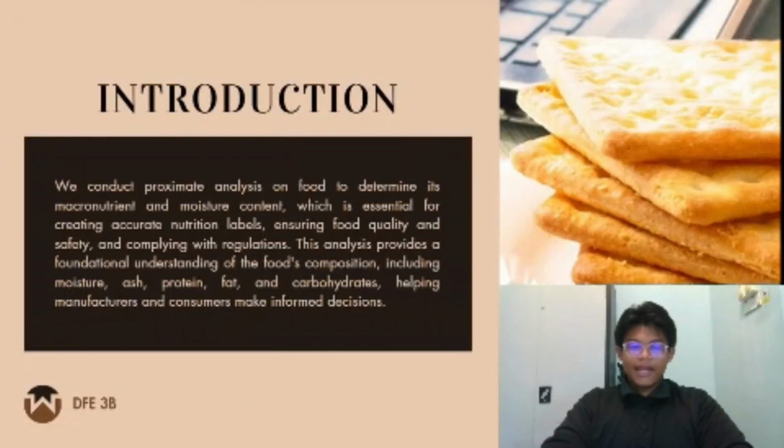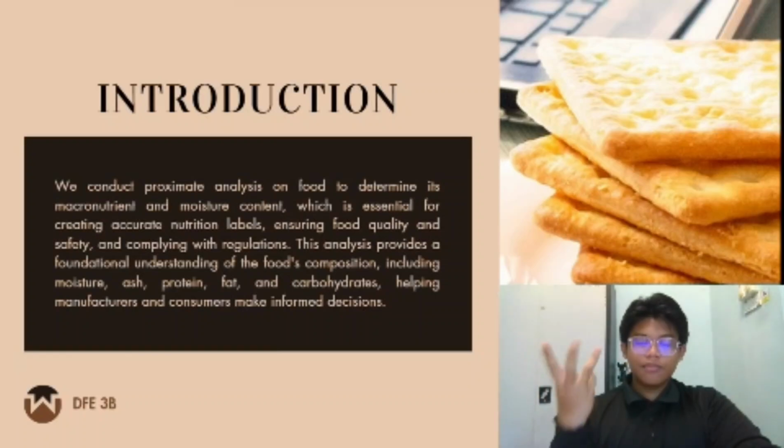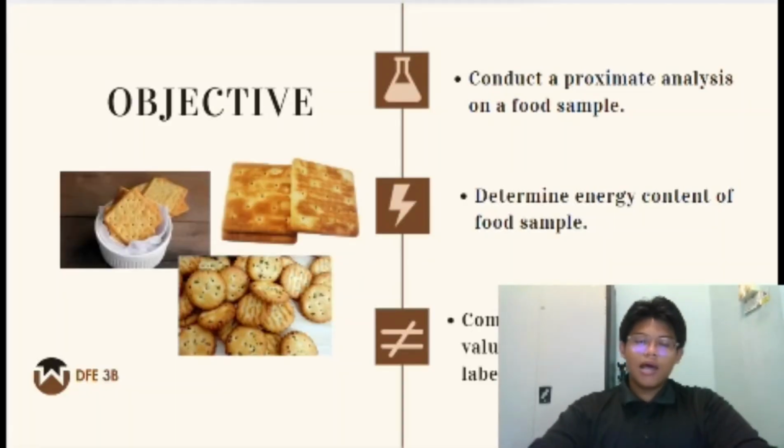So, proximate analysis. We conduct a proximate analysis on food to determine its macronutrient and also the moisture content, which is essential for creating accurate nutrition labels, ensuring food quality and safety, and complying with regulation. This analysis provides a foundational understanding of the food composition, including moisture, ash, protein, fat, and carbohydrates, helping manufacturers and consumers inform decision. So the objectives of this project are to conduct a proximate analysis on a food.